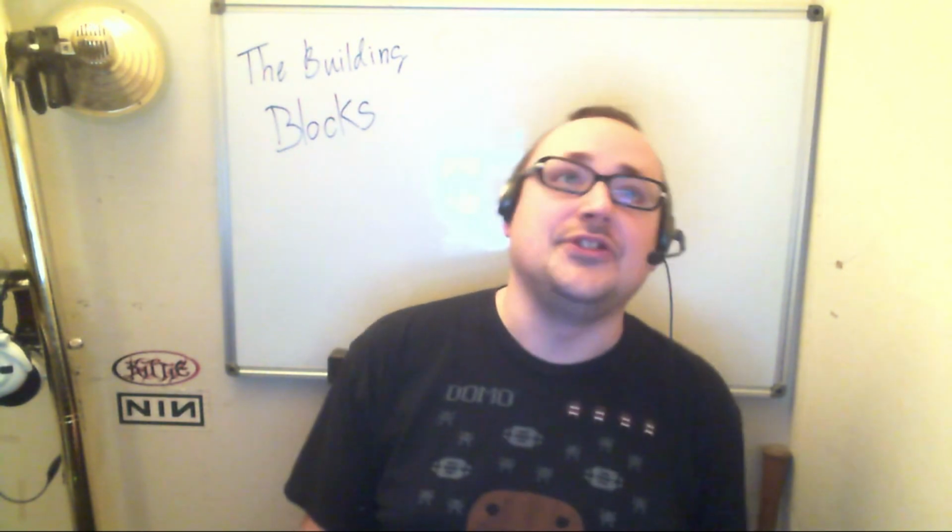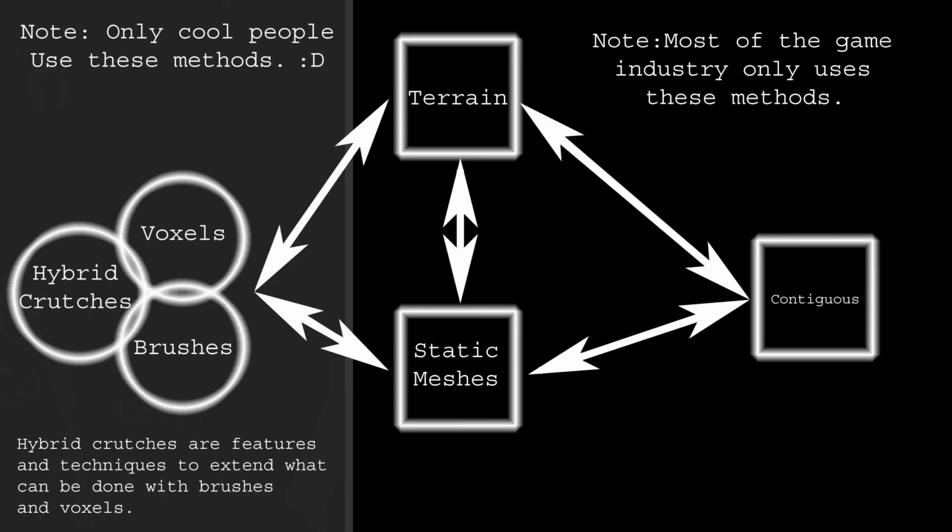So last but not least is the final level design medium. I call these the hybrid crutches, as the reason for their creation is usually to supplement the weakness of brushes. Well, maybe that's not the best way to describe them. Crutches is not a good word. Think about it like taking brushes and voxels and then extending what can be done with these objects.